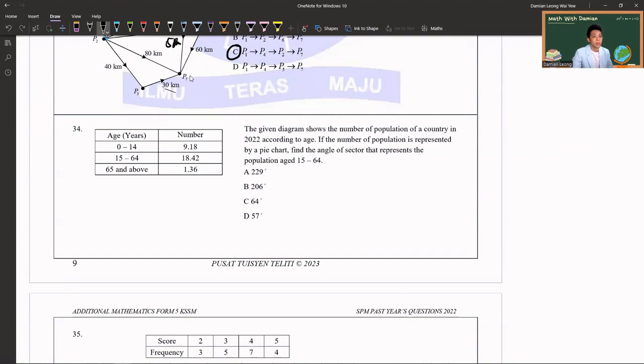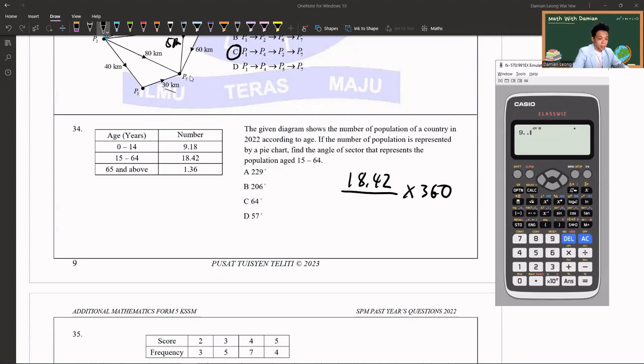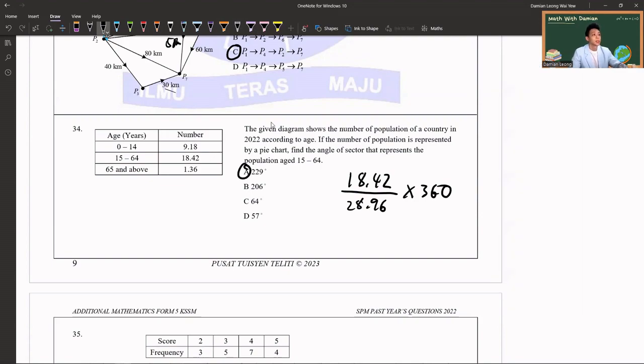So basically the angle, I can take the number over the total times 360. For the total, we just add up 9.18 plus 18.42 plus 1.36, and I get 28.96. So 18.42 over 28.96 times 360 to change to the angle. That would be about 229 degrees. Answer B.